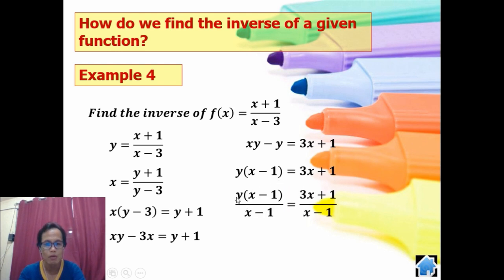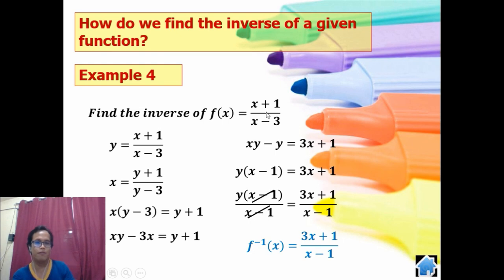So may tabo, y times x minus 1 over x minus 1 equals 3x plus 1 over x minus 1. Human, pwede na ito makancel out. So ang mabilin, change y, kay y na lang mabiling diri, change balik sa f inverse of x. So may tabo, 3x plus 1 over x minus 1. So, f inverse of x is equal to 3x plus 1 over x minus 1. So, mao ni siya inverse sa ani nga function nga f.